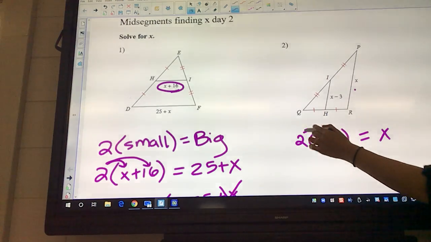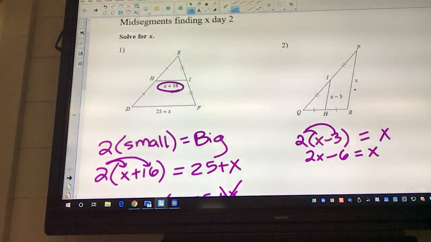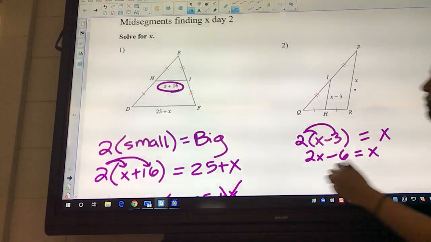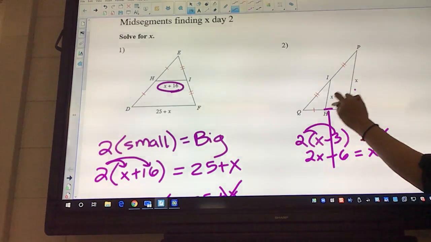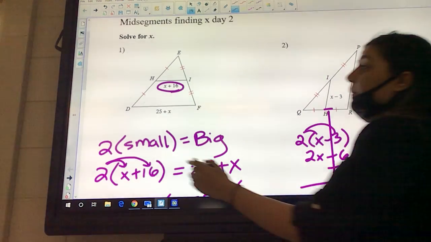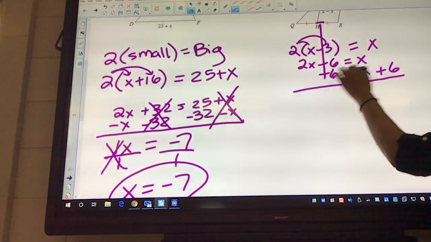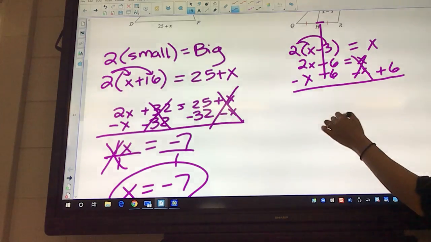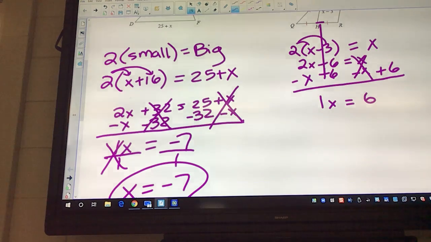This part? It'd be negative 6. I'm asking if the bigger angle would be negative 6. Oh, yes. We can do this one. Well, no, you're going to add 6 over, add 6 and add 6. Okay, and then minus x, minus x. So you get 1x equals 6. So x would equal 6.